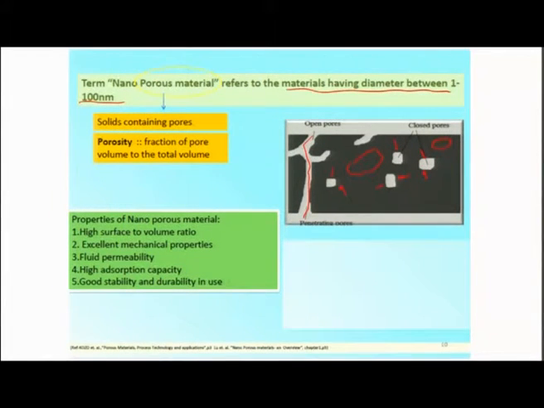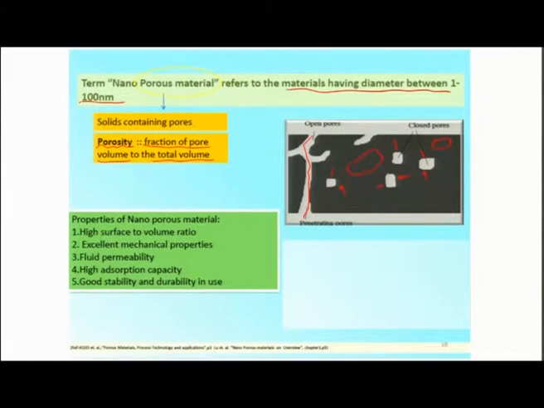So, depending on the porosity level, the number of pores per unit volume can be calculated by looking at the fraction of the pore volume to the total volume. So, if there is a certain total volume of material and a volume of pores in the material, porosity is basically a ratio between the two. And we have the properties.